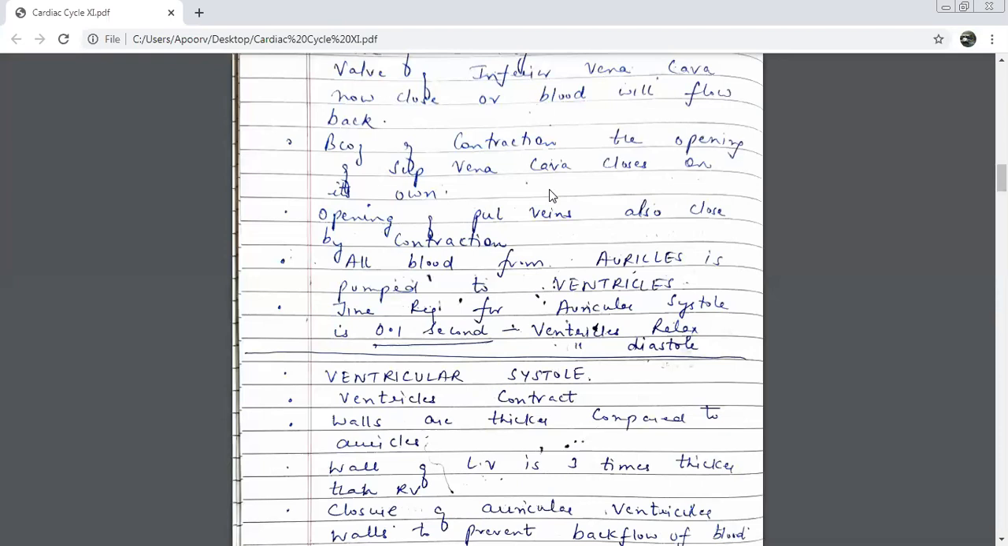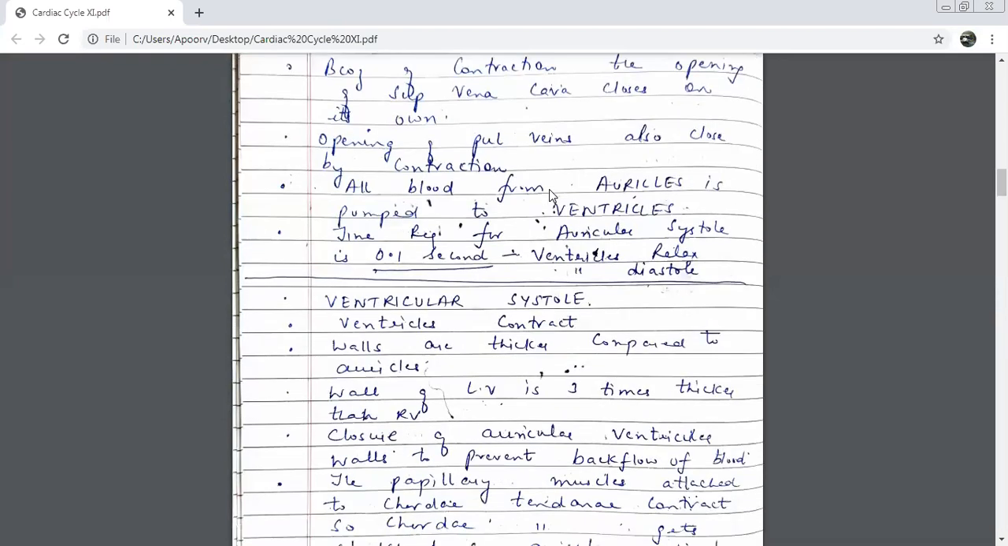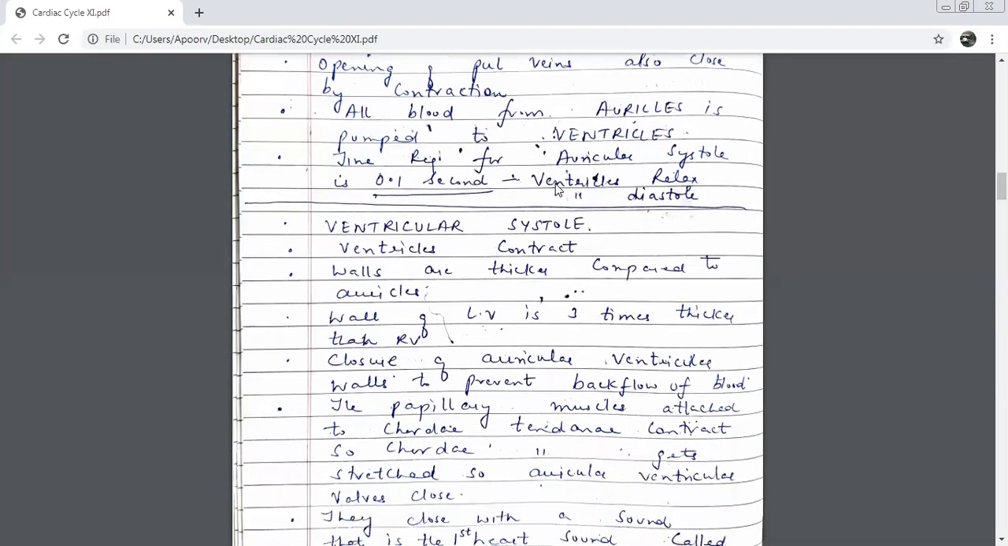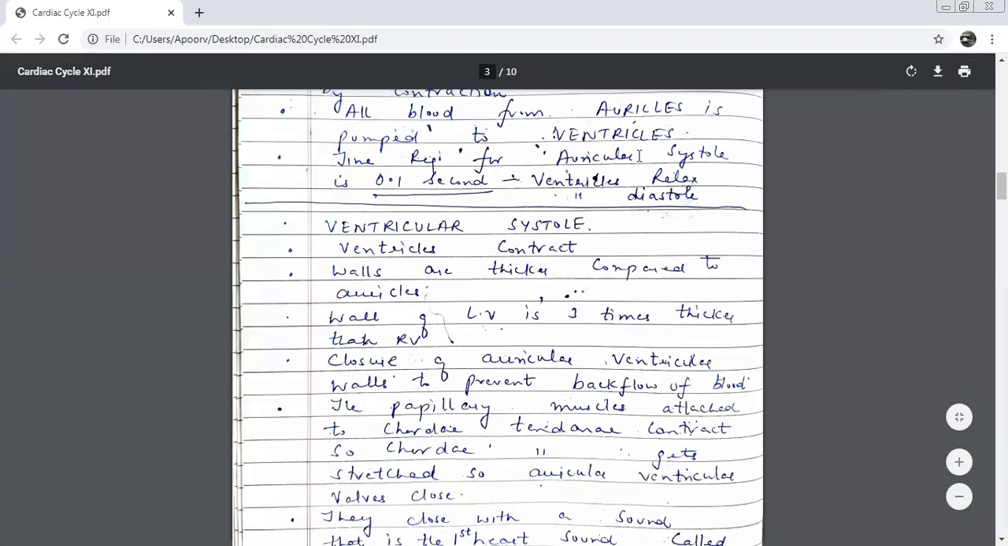Let's go to the right side. If you remember, we had those pulmonary veins. Did they have walls? No, ma'am. They are also bent at such an angle that after contraction, they automatically close. Basically, all the vessels which were bringing blood to the auricles, their openings now close. And why are they closing? So that the blood does not go back from the ventricles to the auricles. All blood from the auricles is pumped to the ventricles.